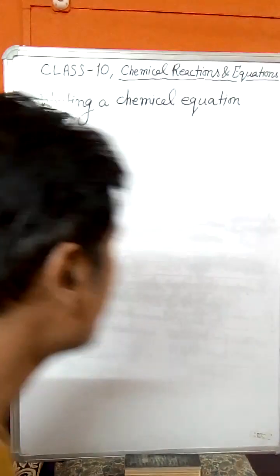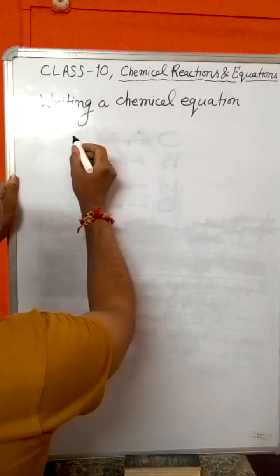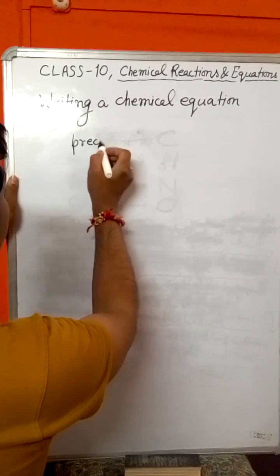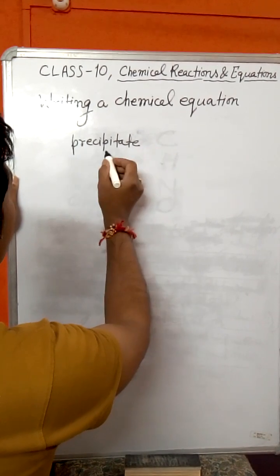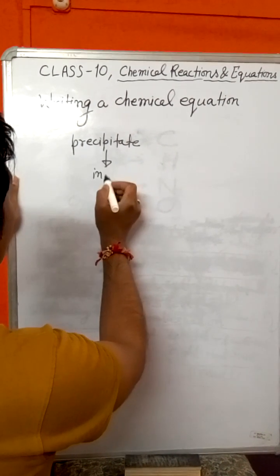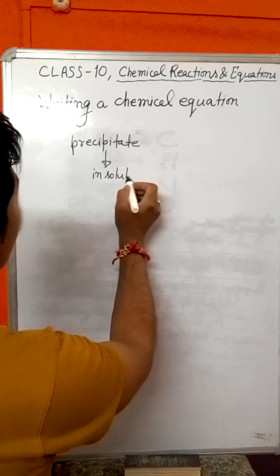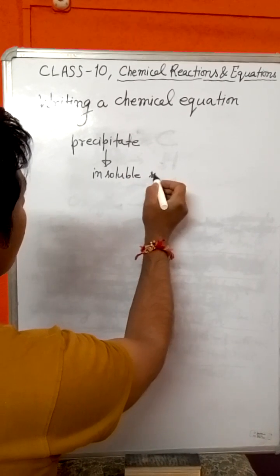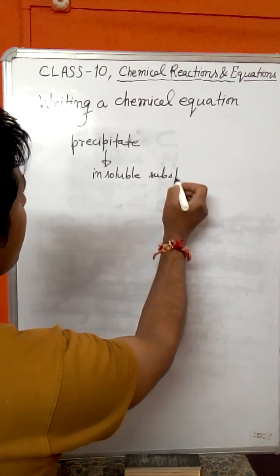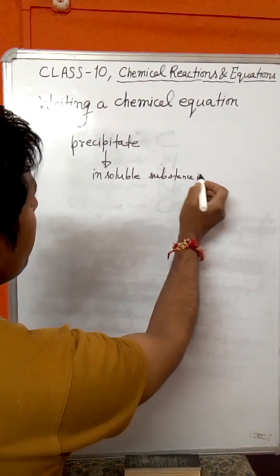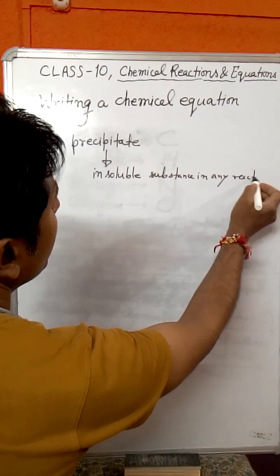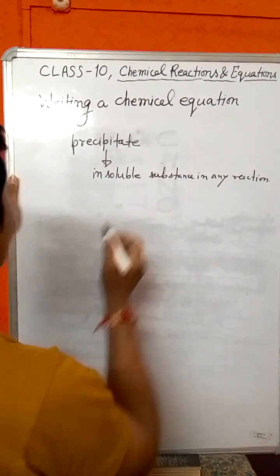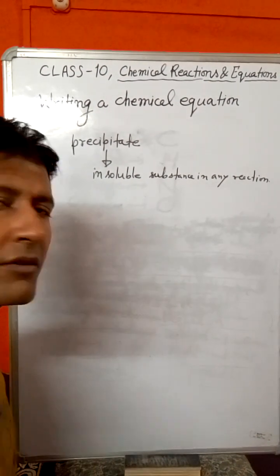Precipitate, what is precipitate? Precipitate means an insoluble substance in any reaction. Okay.